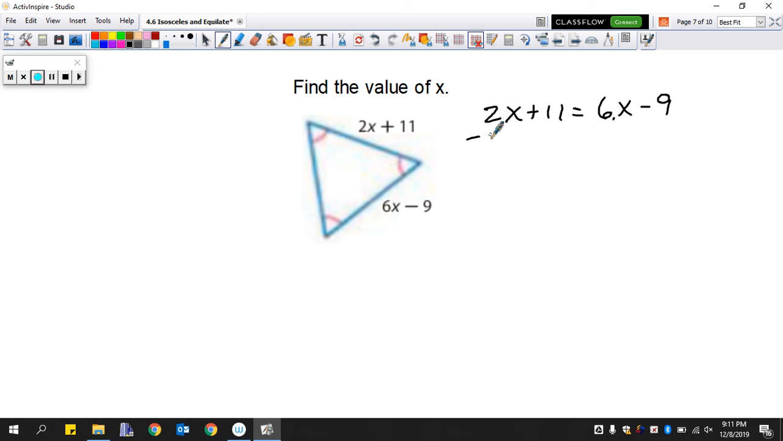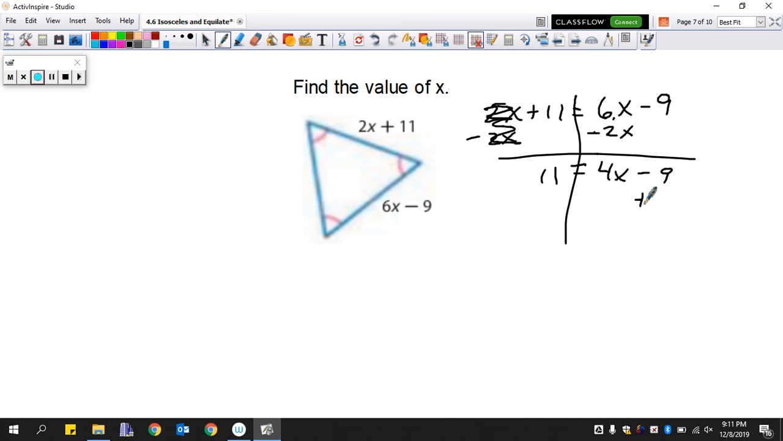We're going to subtract the 2x from both sides. The 2x's cancel out. We're left with 11 is equal to 4x minus 9. Add 9 to both sides. So 20 is equal to 4x, divided by 4. And 20 divided by 4 is 5.